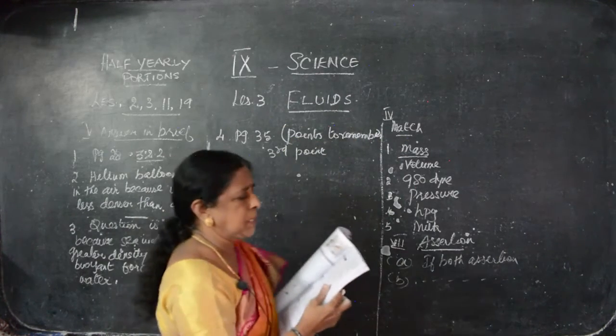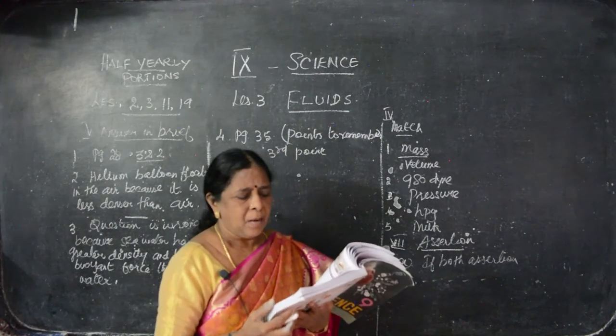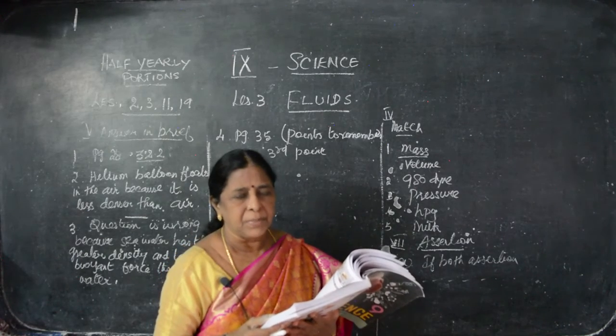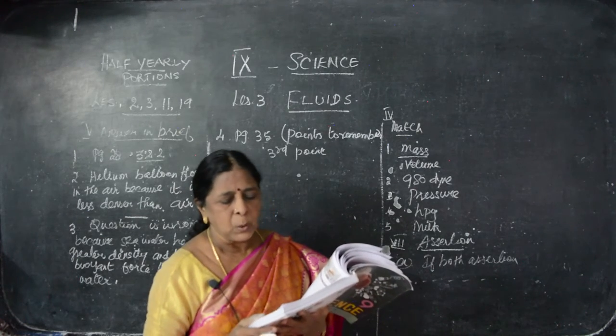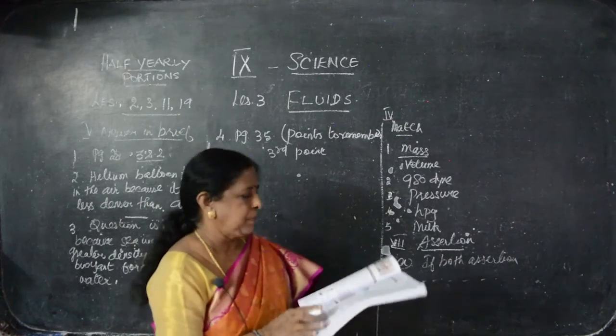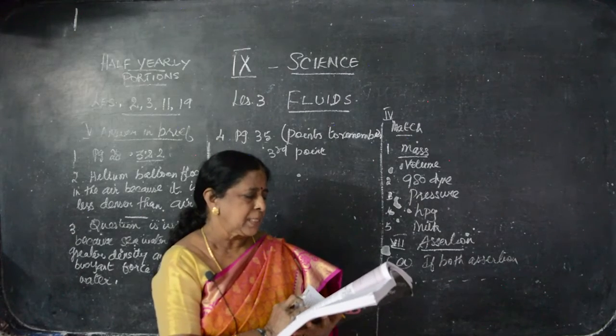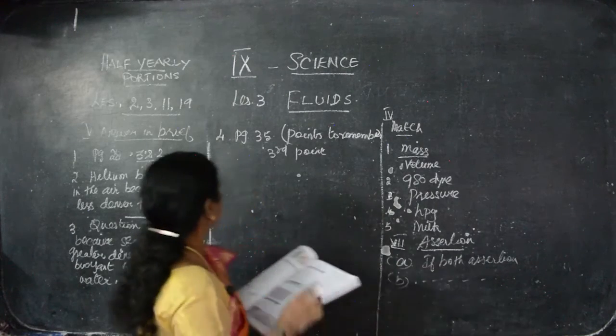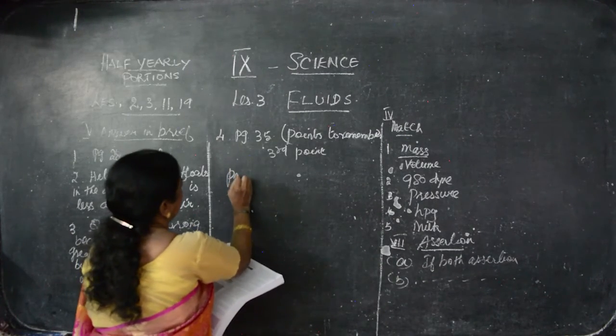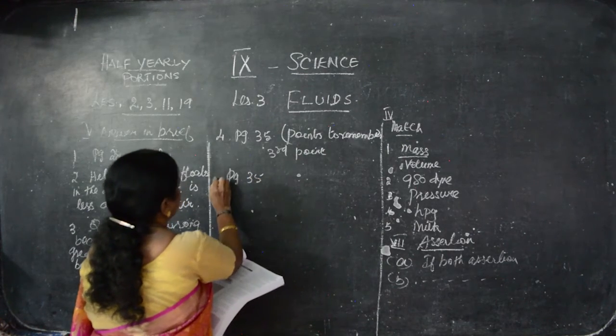The pressure exerted by the atmospheric gases on its surrounding and on the surface of the earth is called atmospheric pressure. Close that. Only 3 lines. Clear. Finish marking. The last one, state Pascal's law. That is also in page number 35. Fifth answer.